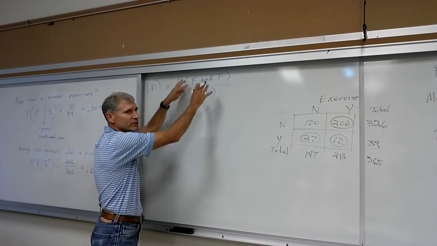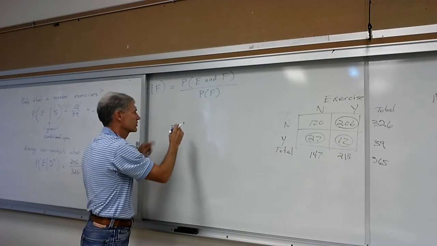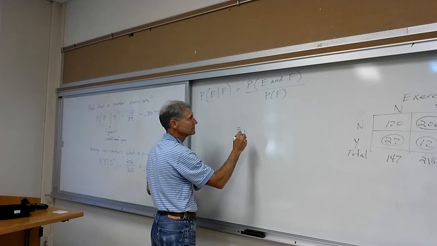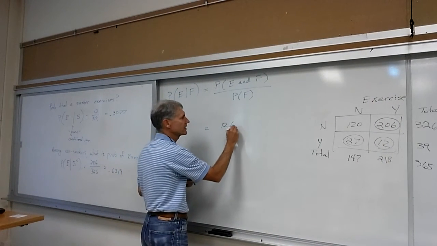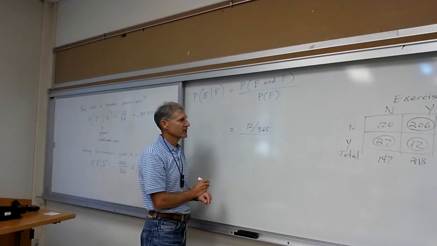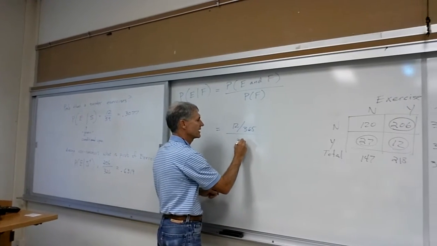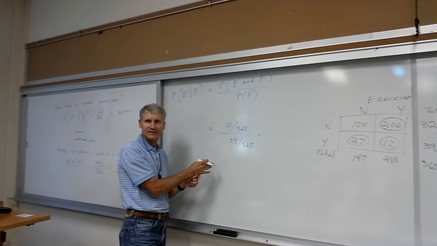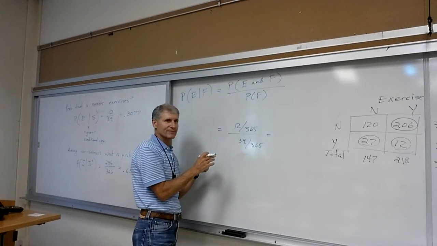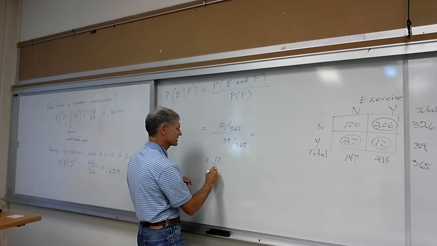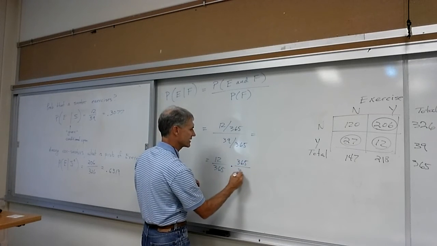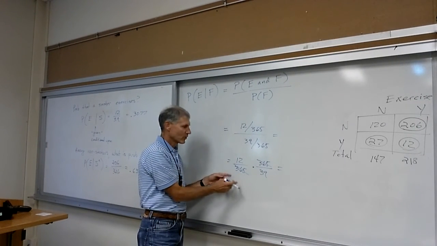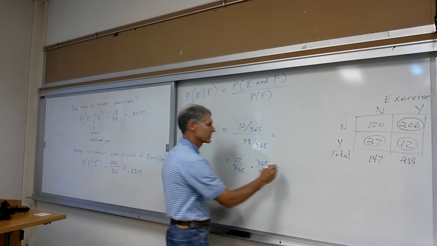So you can do it with the number who do these things or the probability of doing these things. So let's do it with probability. What's the probability of exercising and smoking? 12 out of 365. What's the probability of being a smoker? 39 out of 365. Now we have a fraction divided by a fraction. How do you do that? You invert and multiply, right? So this is 12 out of 365 times 365 out of 39. And you can do what? So it works with counts, 12 over 39, or probabilities, because the denominators cancel anyway. Right? So this is 12 out of 39.